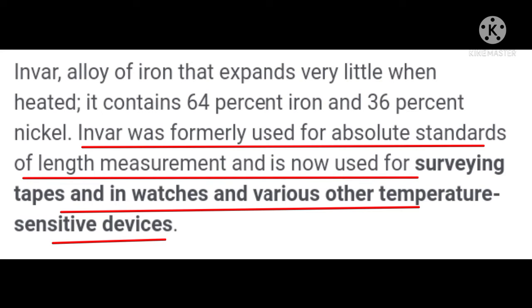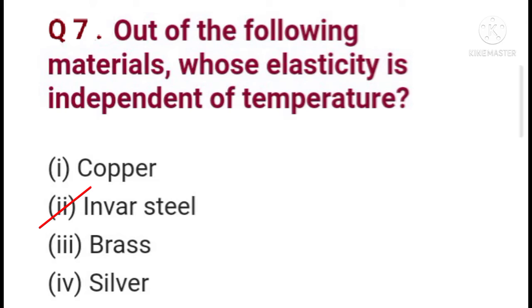Invar was formerly used for absolute standard of length measurement and is now used for surveying tape, in watches and various other temperature sensitive devices. Second option is the correct option. The material whose elasticity is independent of temperature is invar steel.